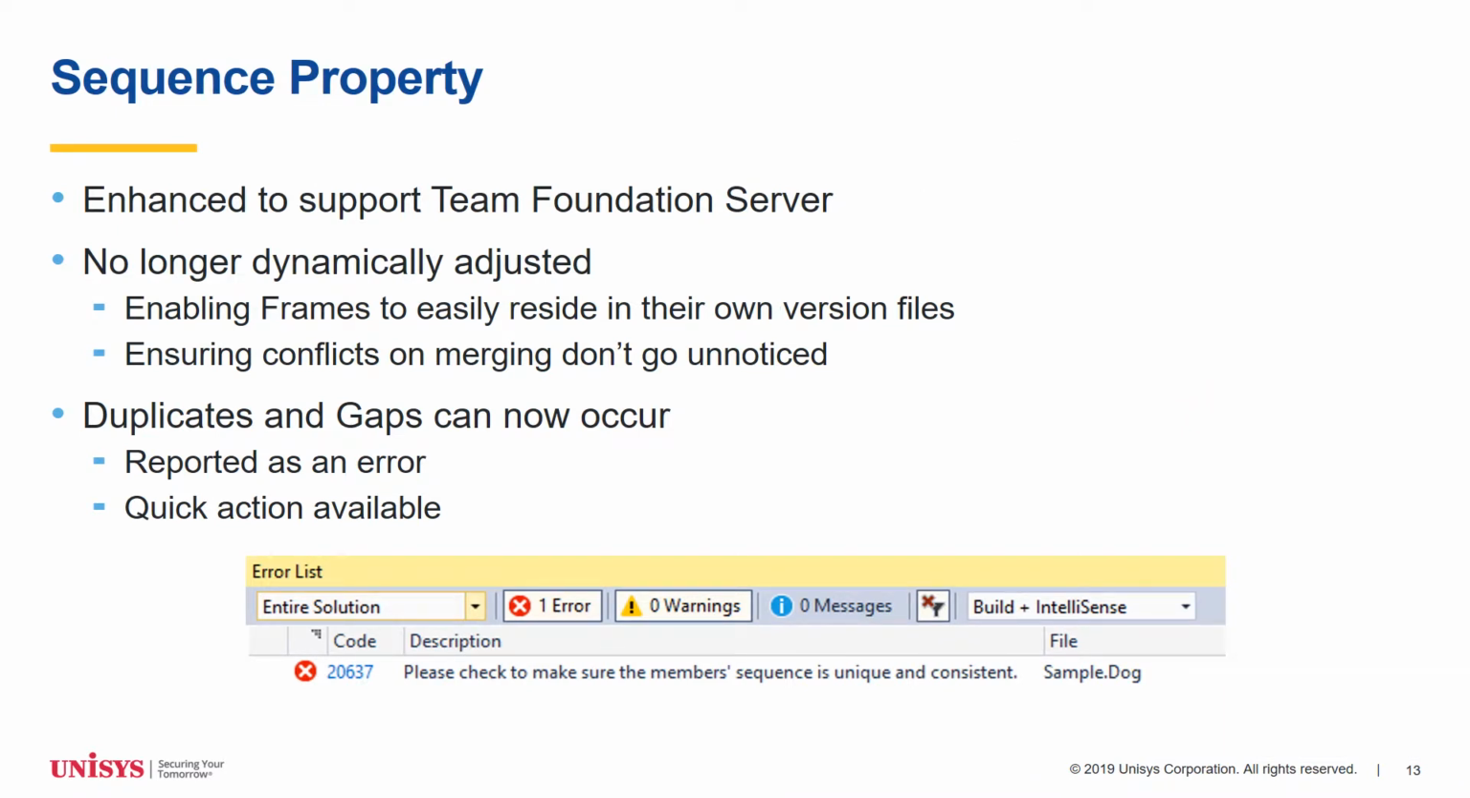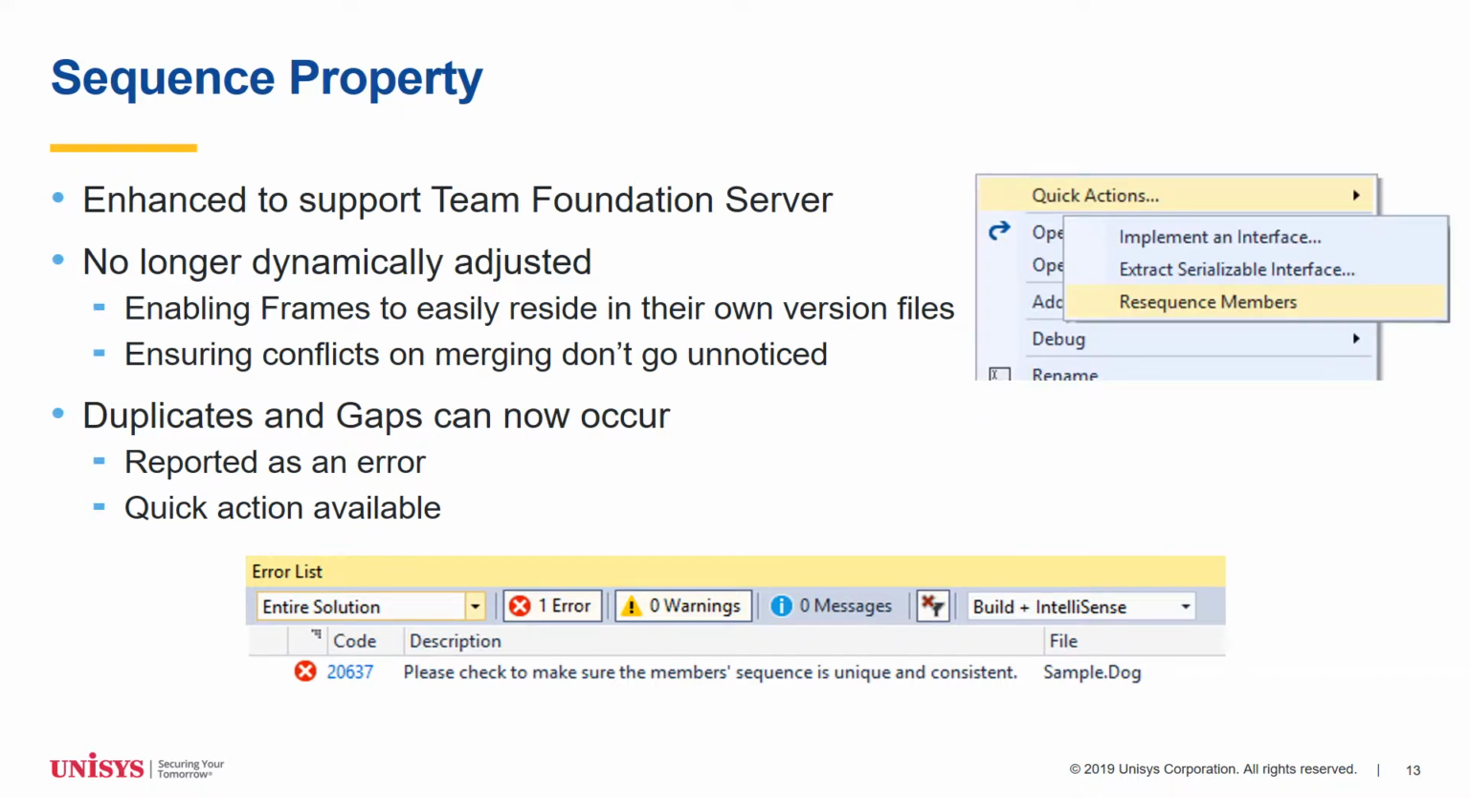The sequence number plays an important role when defining parameters, groups, and frames. When merging or importing, it's important to be aware of any conflicts, and for this reason, in AB Suite 7.0, we now report duplicates and gaps as an error for inspection and adjustment. There is a new resequence members option on the quick actions if you so choose to use the defaults to resolve these errors.